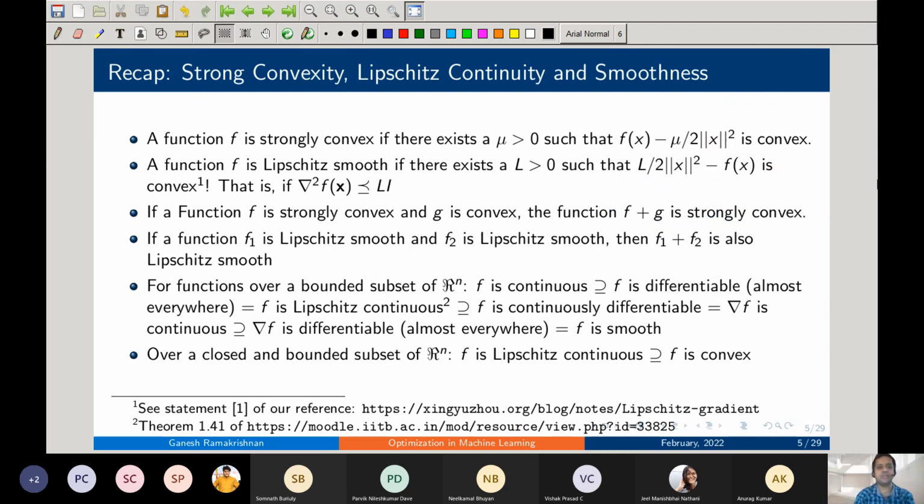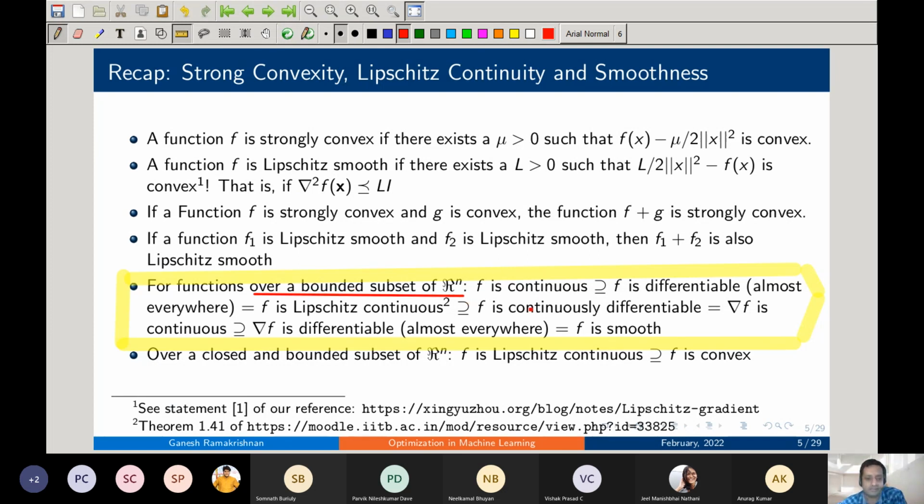Okay, and then we also discussed Lipschitz continuity, smoothness and strong convexity. The connections are very important. There is a result which I just stated, which I'm not going to prove, but which is somewhat intuitive. All of us feel that Lipschitz smoothness seems to be a stronger condition than Lipschitz continuity, and it turns out that it is if your function is over a bounded set. So the set on which you're evaluating the function must be bounded.